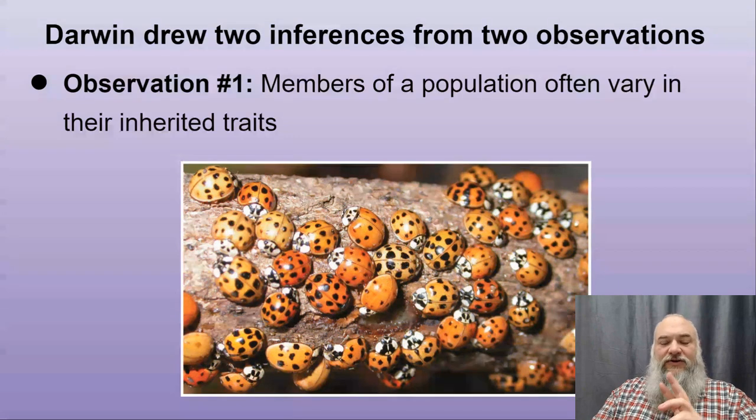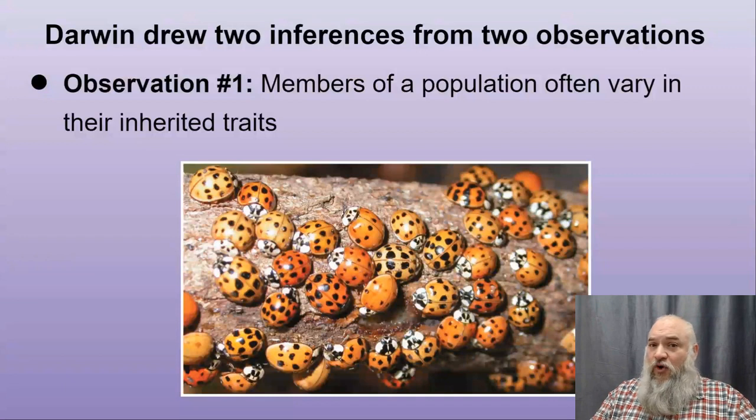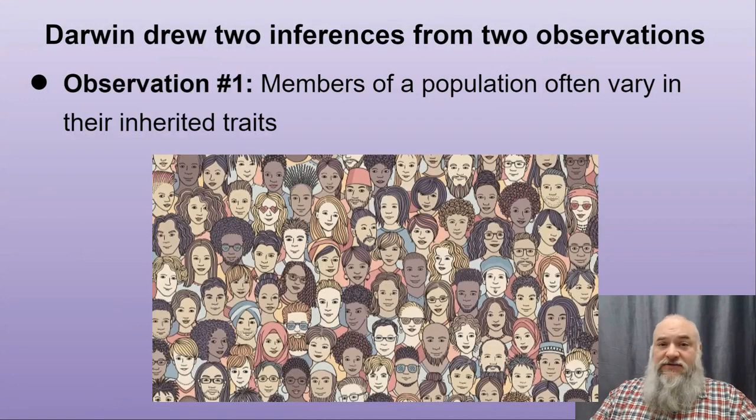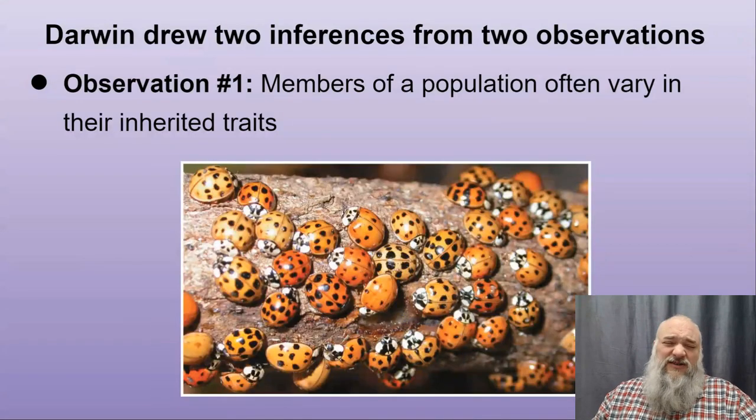Okay. So Darwin drew two inferences from two observations. So here are the two observations he made. Members of a population often vary in their inherited traits. So no population is uniform. You look at these ladybugs. Every single one of them has slightly different colors, slightly different sizes, different spots. You look at humans. If you happen to be in the class next time or in a large group of people, notice none of us are the same. Some of us are faster, some are slower, some are taller, some are shorter. Some have bigger bony frames, some have slighter frames.